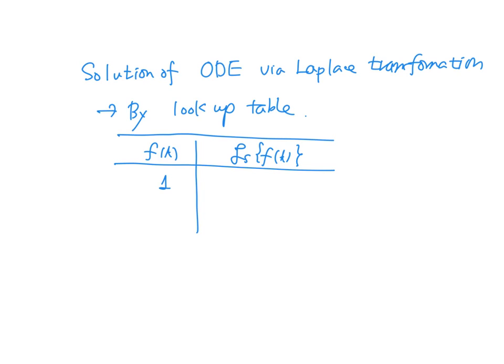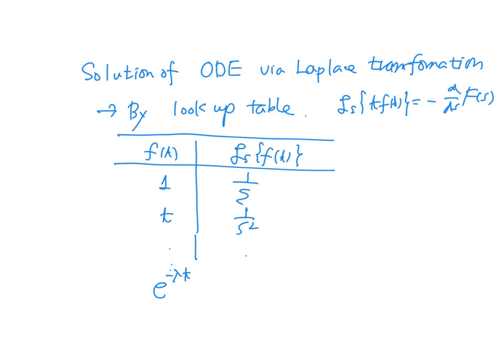f(t) is 1, anybody remembers what was the Laplace transformation of 1? Yes. How about t? The Laplace transformation of t f(t) is minus d/ds F(s), right? So 1 over s squared and so on. You can do that. And exponential minus lambda t, or plus lambda t, is 1 over s minus lambda, right? So that's the lookup table we have done so far.